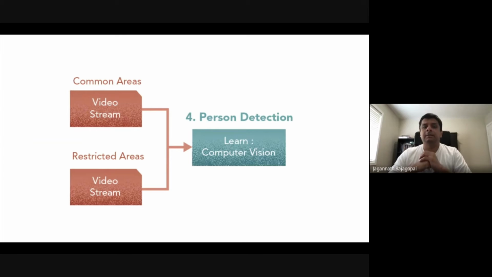Next up, we've got person detection. This one is fairly straightforward. You've got video feeds, CCTV, in the common areas and the restricted areas. You combine these two things and you just create a person detector. It's fairly straightforward. So a couple of options here. You are using computer vision here.